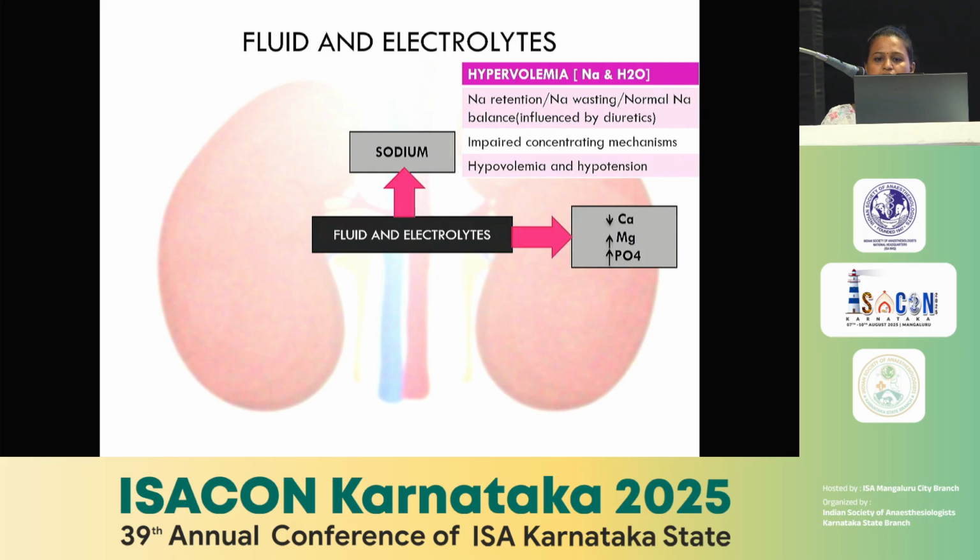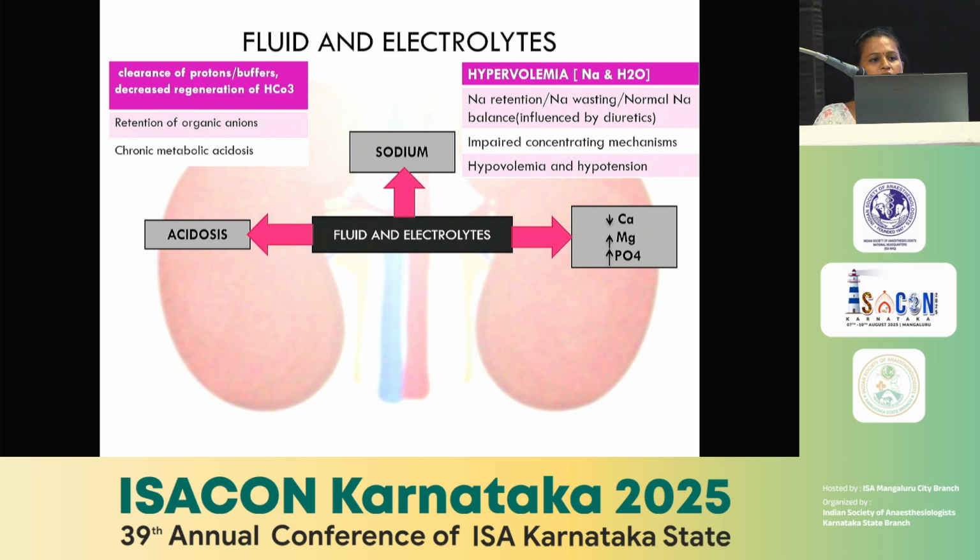metabolic disturbances like hypocalcemia, hypermagnesemia, and hyperphosphatemia. However, the most commonly encountered one is metabolic acidosis, which is because of decreased clearance of protons and decreased regeneration of bicarbonate, along with retention of organic anions leading to chronic metabolic acidosis.